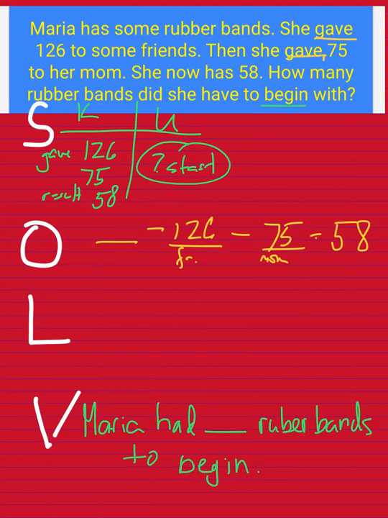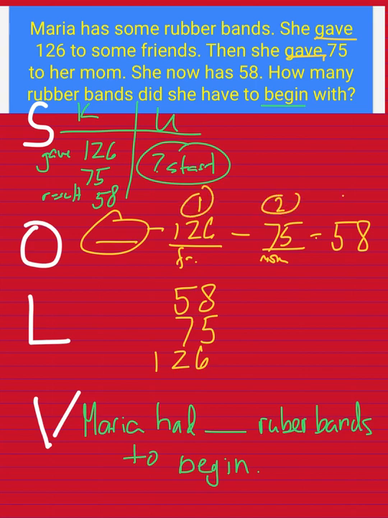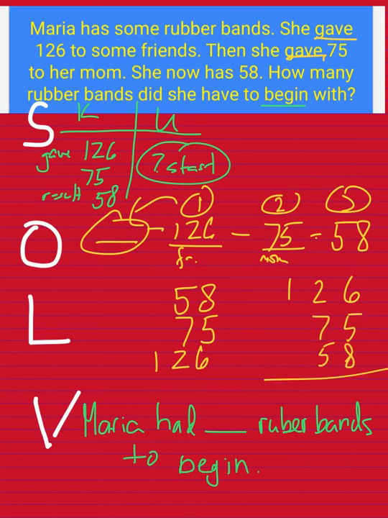Now, I could take a guess at what she started with, but gosh, that would probably take me a while. So I know that she ended with 58, and she had enough rubber bands to give mom 75 and to give her friends 126. So if I add the three of these up, that should give me our start. So I'm going to reorder these from greatest to least, and I'm going to add them up.